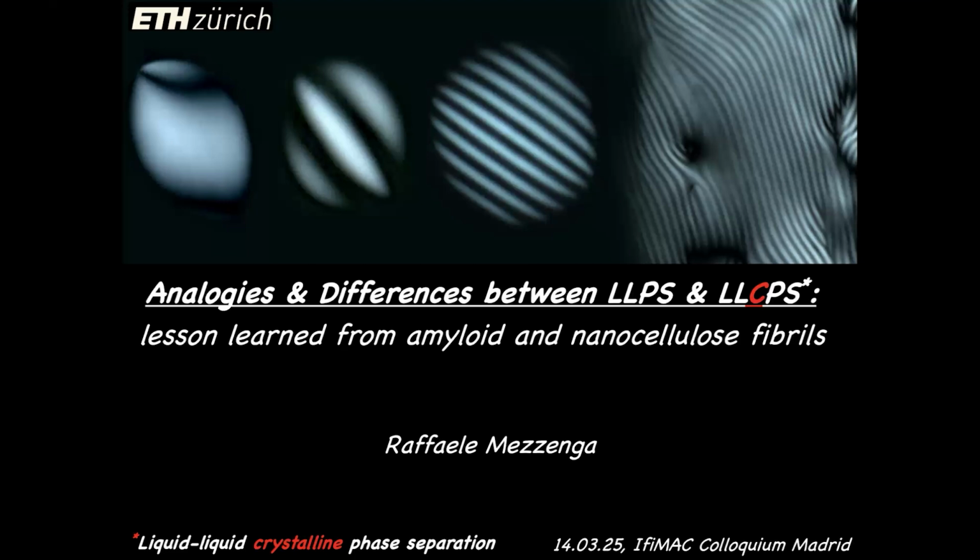These are filamentous colloids which have analogies and differences. One is protein-based, the other one is carbohydrate-based. Of course, one is left-handed, the other one is right-handed. But most of the things I'm going to tell you about are about amyloid, and nanocellulose for us is just a benchmark. Okay, so let me start with liquid phase separation.